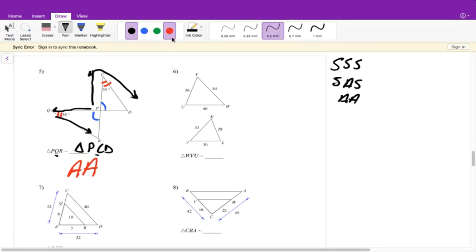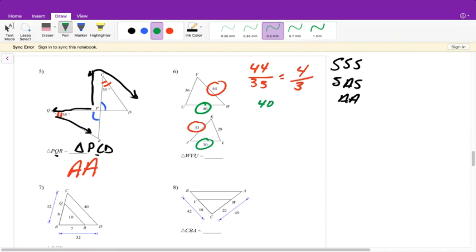All right, so for number 6, we're given 3 sides. So I'm going to first start with 44. 44 is the largest of the 3, and so is 33. So I will do 44 over 33. This reduces to 4 over 3. Now I'm going to go ahead and pick 40. That's the middle one. So 30 is the middle one. Well, 40 over 30. So this will reduce to 4 over 3.